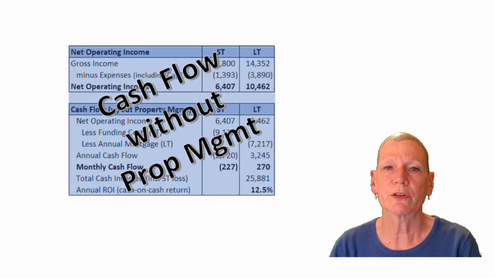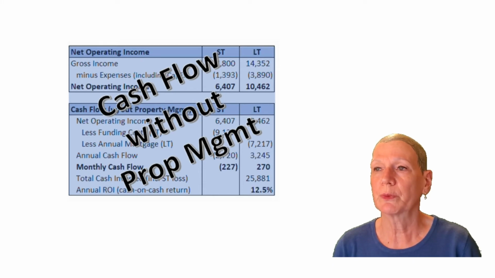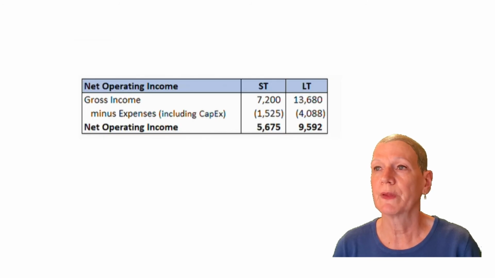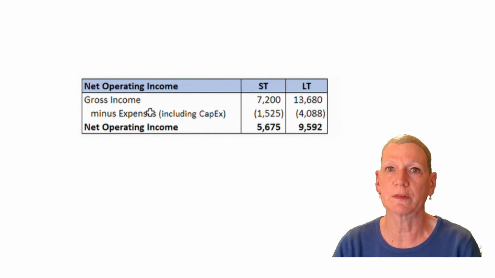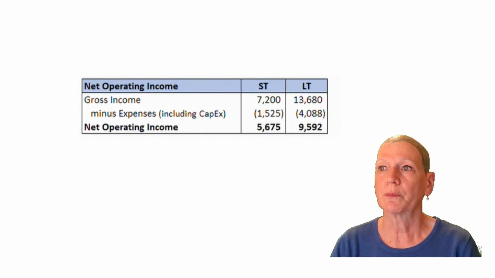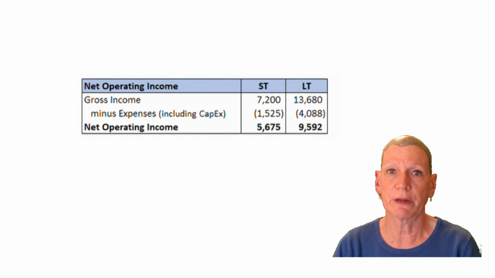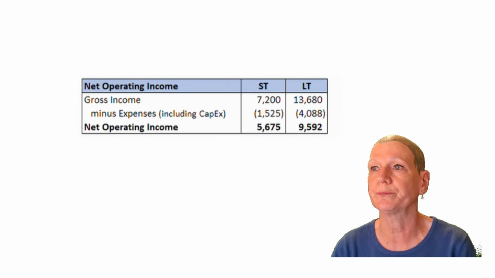So at this point, you've entered almost all the numbers you need to do a determination of cash flow. We're going to start with looking at the cash flow, assuming that you're not using a property manager. The starting point is determining your net operating income. So this is based on the values that you've already determined for gross income and expenses. We're looking at these numbers both for the short-term time period, which in this example we said was going to be 8 months, and your long-term, which we will always put on an annualized basis, so a 12-month period.